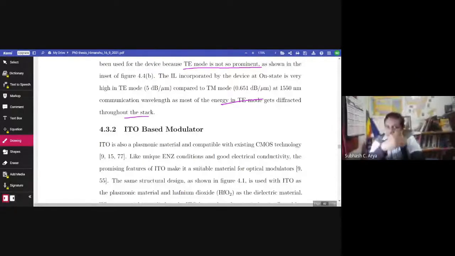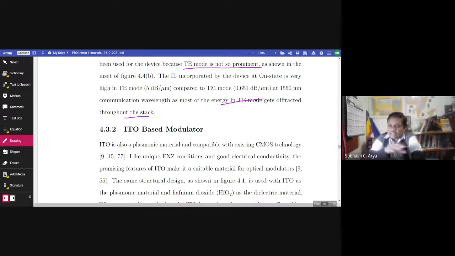Through graphs we can see how its characteristics vary. The main parameter is the insertion loss, because ER (extinction ratio) and figure of merit are derived values based on the insertion loss. That is why you will find a lot of characteristic curves.